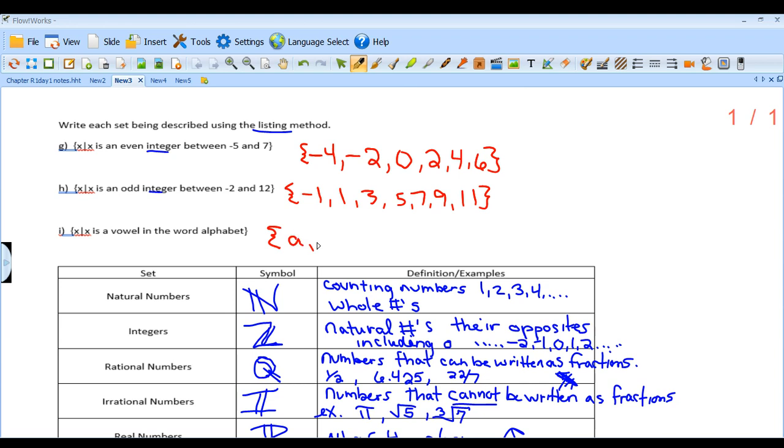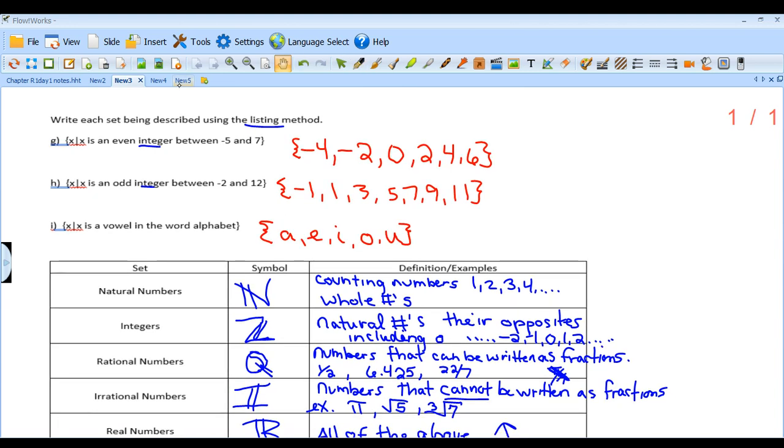All right, hopefully you're back. And hopefully your vowels, you got A, E, I, O, and U. Now I know the rule is sometimes Y, but because it's not always Y, we're going to leave Y out of it. All right, moving on.